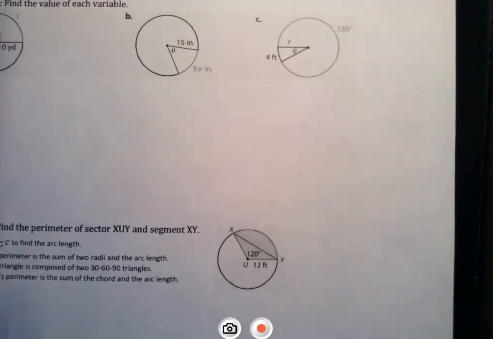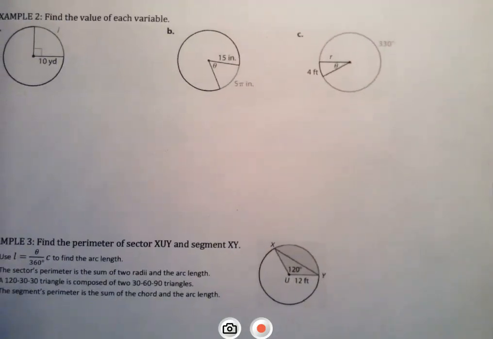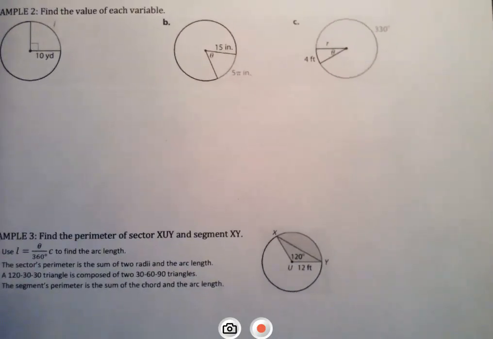Okay, so for 8.3, we are picking up where we left off with example 2C. You had some like this in your homework. Hopefully you got them worked out. We just did the one. So in this one, we're finding the value of each variable. What do you notice about this one? Might be a little harder.